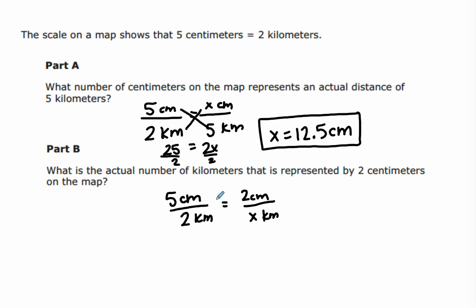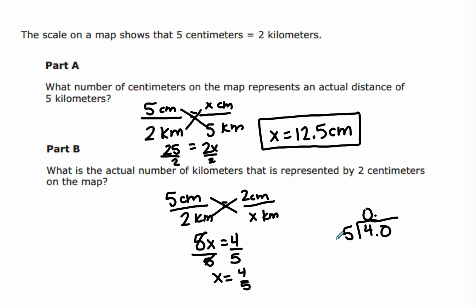Okay, so let's go ahead and check. I'm going to do cross products again. 5 times x is 5x. 2 times 2 is 4. All right, so I'm dividing both sides by 5. So I have x. I could write that as a fraction, 4/5. Or, if I wanted to, I could do 4 divided by 5. 5 goes into 4 a 0 amount of times. But 5 goes into 40 8 times. So I could write 8/10, either one, kilometers.